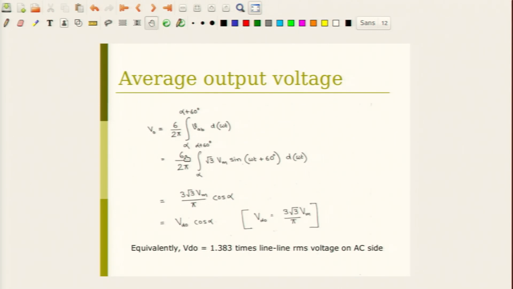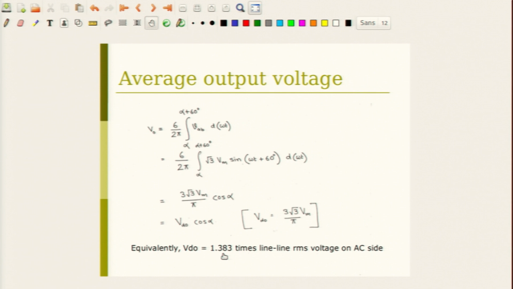In fact, a little bit of calculus will tell us that the average value which we get by integrating the voltage during the conduction period is Vd0 cos alpha, where Vd0 is equal to 3√3 Vm by pi. So, Vd0, just easy to remember, is 1.38 times the line to line RMS voltage on the AC side. Of course, Vm here is the peak value of the phase to neutral voltage.